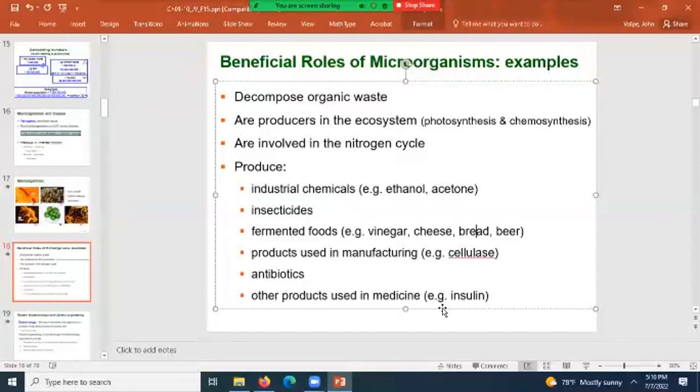Like today, human insulin is made by microbes. We've taken the human gene for insulin and put it into a bacteria, and then we grow up the insulin and the bacteria. Any question about any of that?